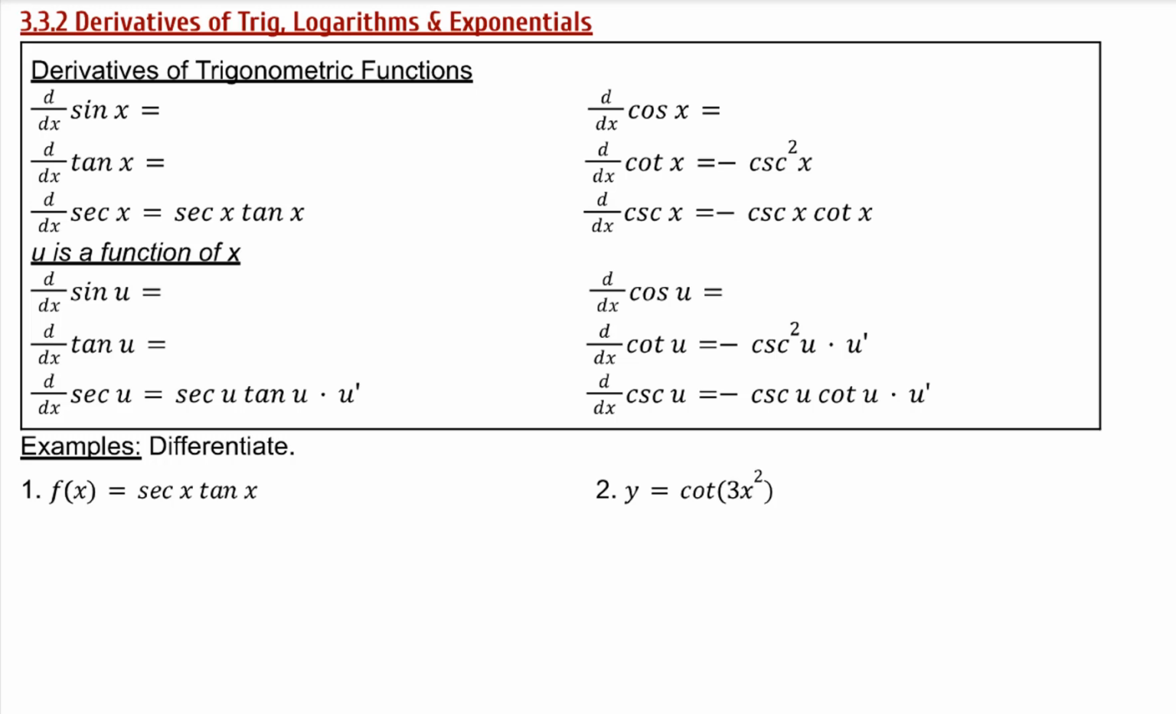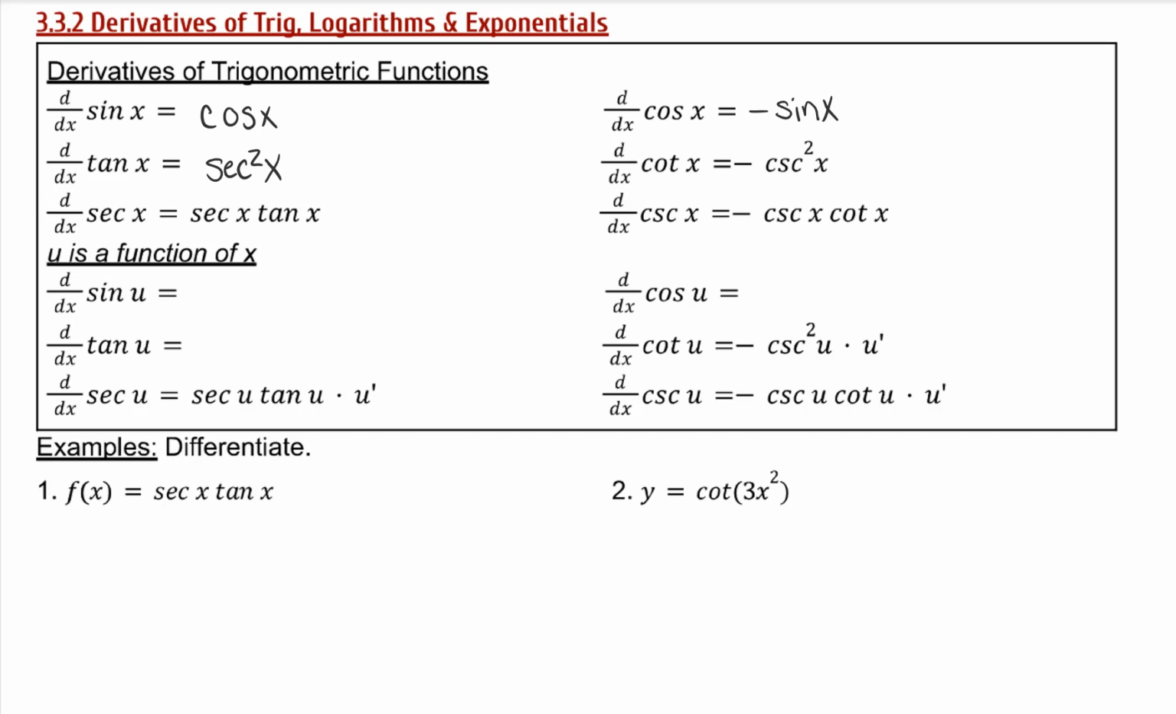In a previous video, I proved that the derivative of sine x is cosine x, and the derivative of cosine x is negative sine x. Remember that tangent is sine x over cosine x, so you could even use the quotient rule as another proof to prove that the derivative of tangent x is secant squared x. Similarly, you can use the quotient rule or quotient identities or reciprocal identities to help you find these remaining trig derivatives.